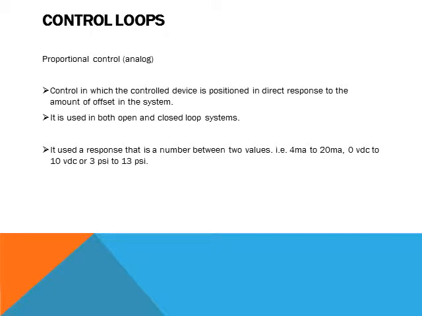Control loops, proportional control, analog. Control in which the control device is positioned in direct response to the amount of offset in the system. It is used in both open and closed loop systems. It uses a response that is a number between two values. 4 to 20 milliamps, 0 to 10 volts DC, or 3 to 13 psi. Analog is any number between a point.